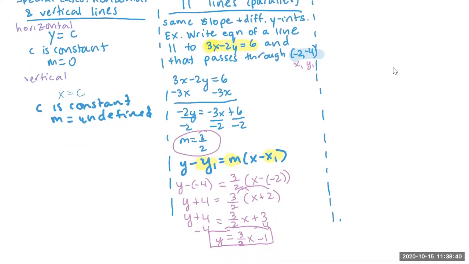And some of the questions are easier than that. They just say, are the lines parallel or perpendicular or neither? And so now you guys know if it has the same slope, then they are parallel to each other.